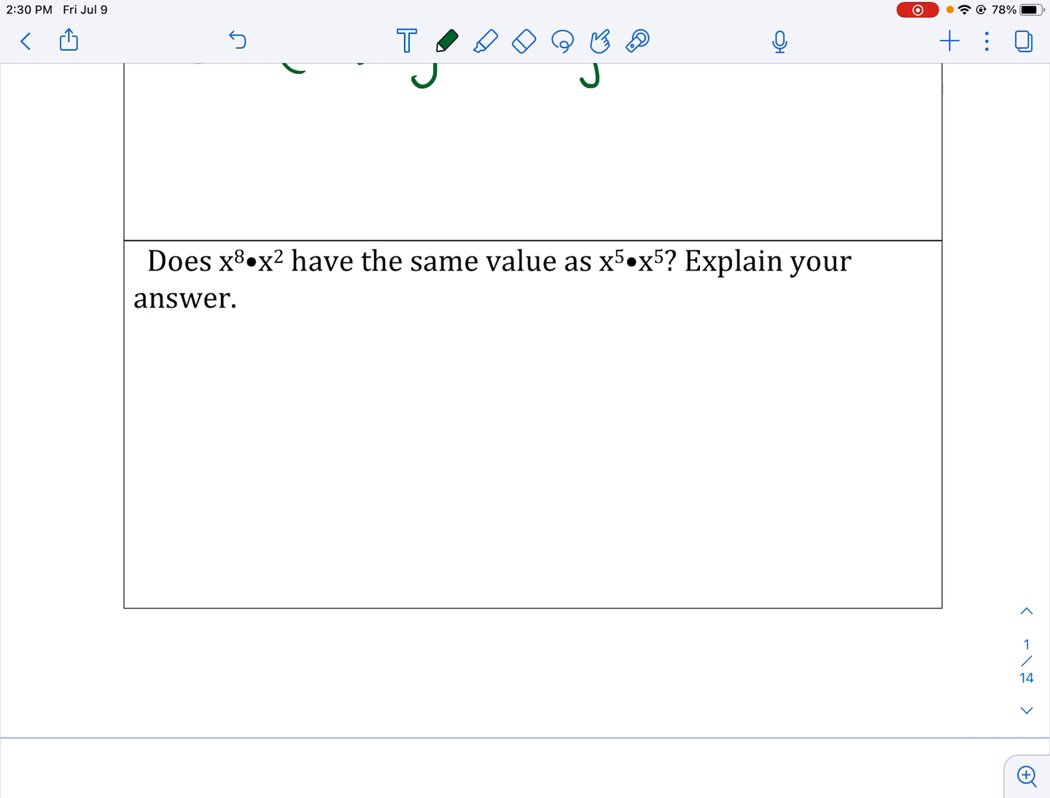This question: does x to the 8th times x squared have the same value as x to the 5th times x to the 5th? Explain your answer. Well, I'm going to explain it by showing my work. So x to the 8th times x squared equals, I have like bases here, and when I multiply like bases, I can add my exponents, which gives me x to the 10th.